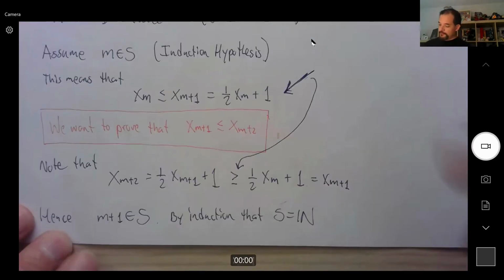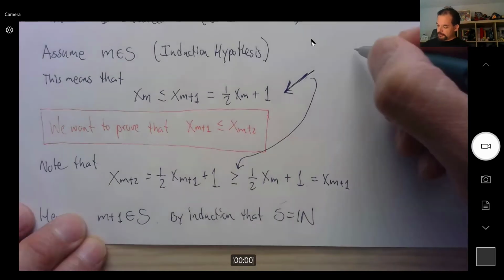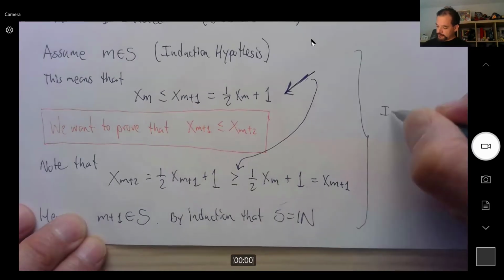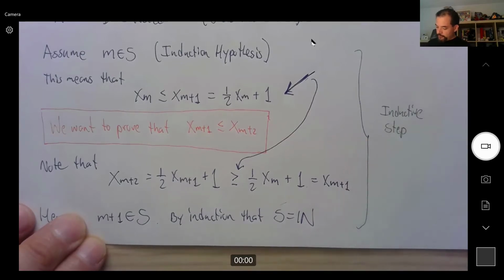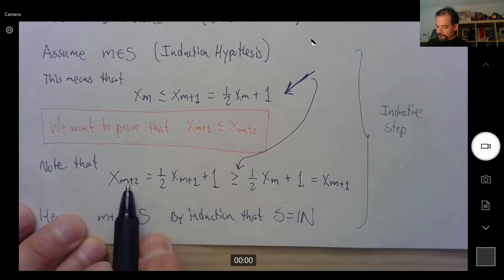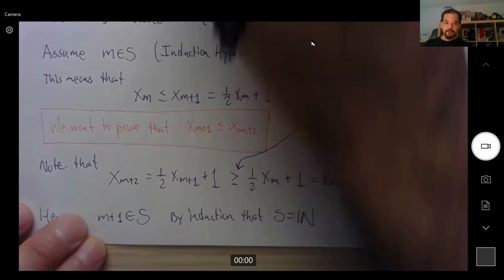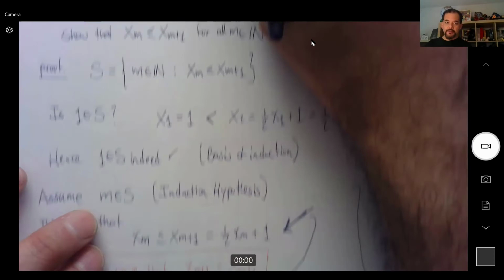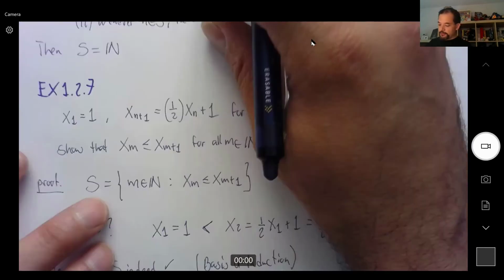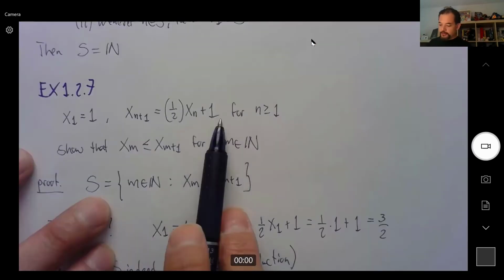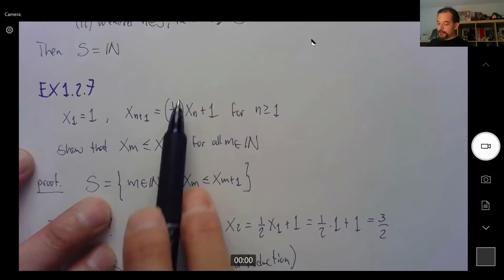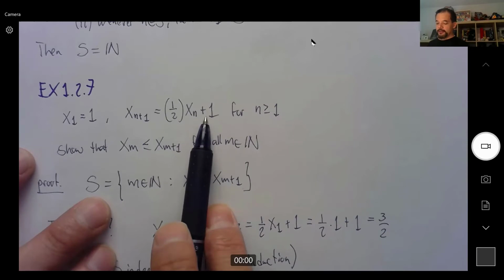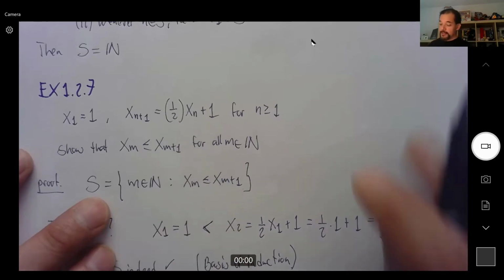Professor? Yes. Can you explain how you got xm plus 2 equals 1/2 xm plus 1 plus 1? Why xm plus 2, this one? Yeah. It's the definition, right? If I go up to the way the sequence was defined, look how the sequence is defined. To get the nth plus 1 term, you take the previous term, you multiply it by 1/2, and you add 1. That's the way this sequence is defined, right?